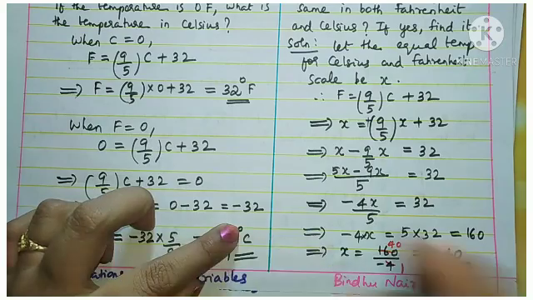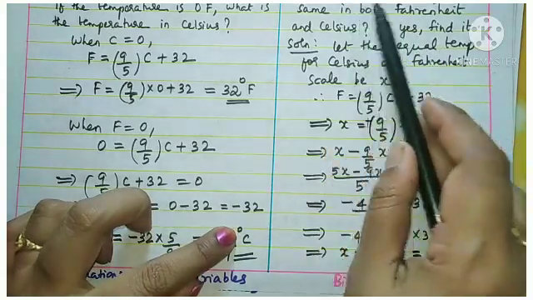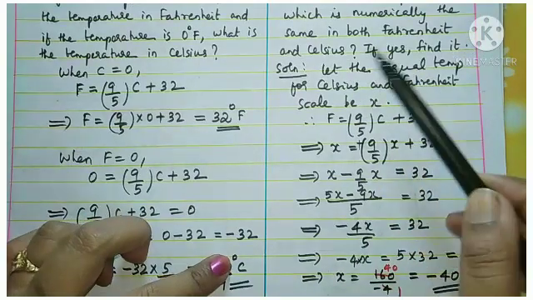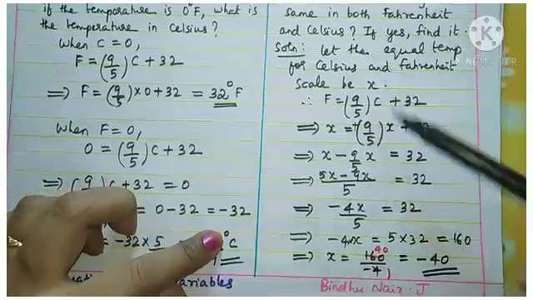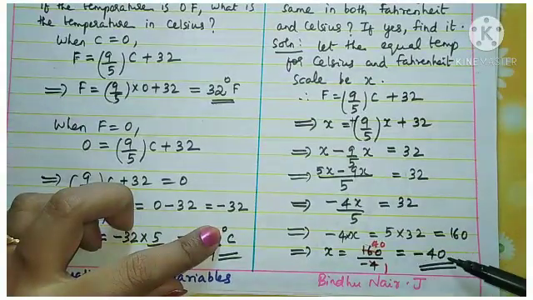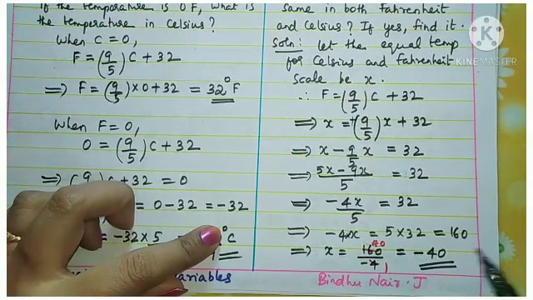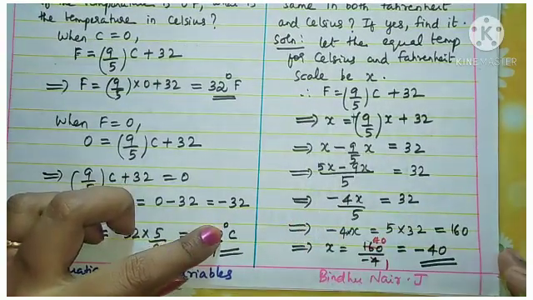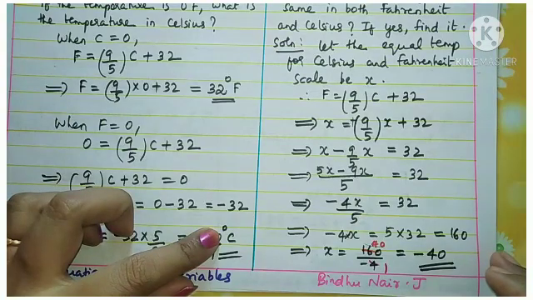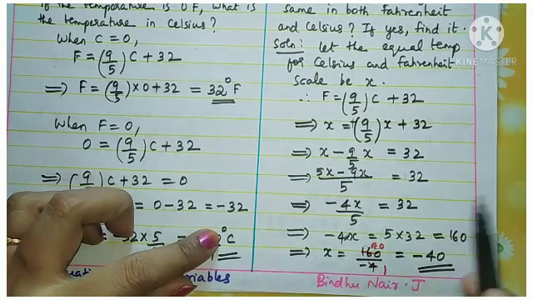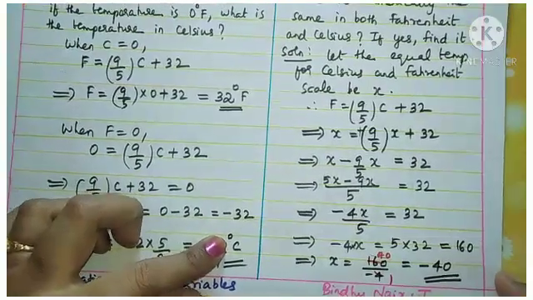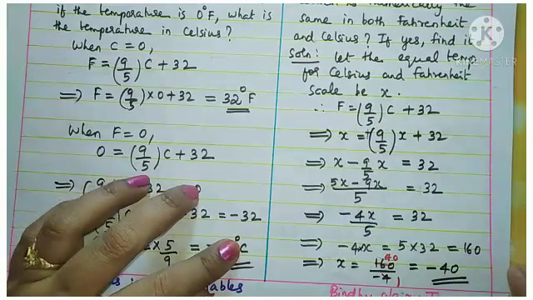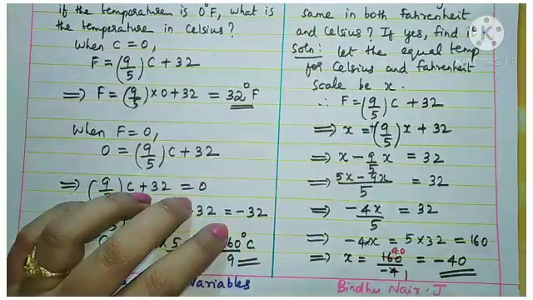What is the question actually? Find the numerical value so that Fahrenheit and Celsius are equal temperatures. So for that question, what is the answer? For the value minus 40. Minus 40 is the temperature for which Fahrenheit and Celsius are both equal values. So that is the way to find out the answer for this question. You are assuming the equal values and finding the value of that particular variable. So that is the end of this question.